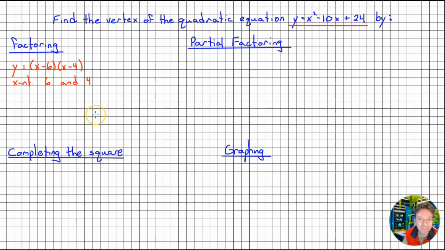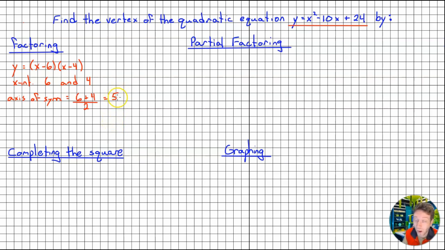Knowing that, we can find what we call the axis of symmetry. Now, the axis of symmetry is essentially the x-coordinate of our vertex. Right? It's right in the middle, where one side is the mirror image of the other side. And we can find that by looking at the average of those x-intercepts. So we're going to add them and then divide by 2. So 6 plus 4 is 10, divided by 2 is 5. So that is the x-coordinate of our vertex.